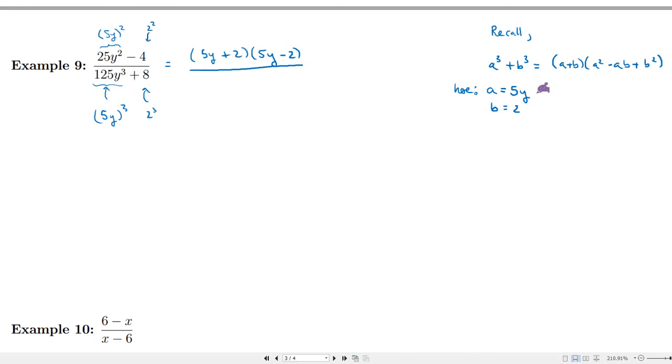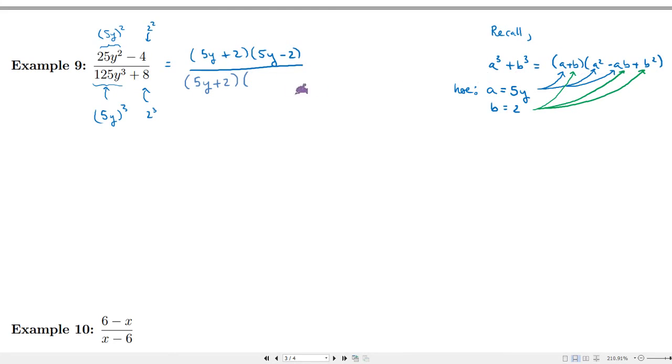So all we got to do is just replace all the a's with this 5y, and the b's, let me switch to another color here, the b's will be replaced with a bunch of 2's. All right, so that's how we will use that formula. So let's write that out. So we will have a plus b, so that'll be 5y plus 2. 5y plus 2. Hey, look at that. That's going to be a common reduction.